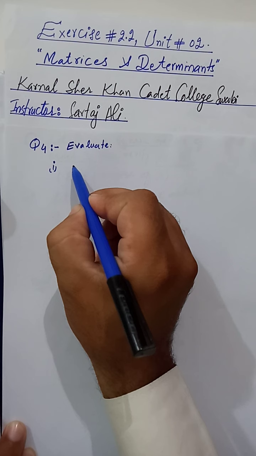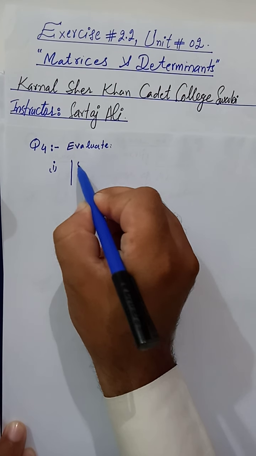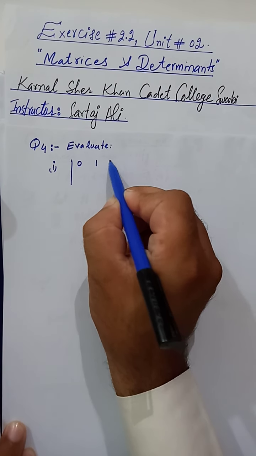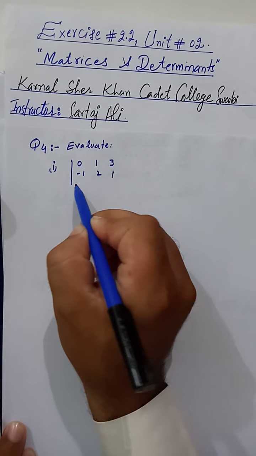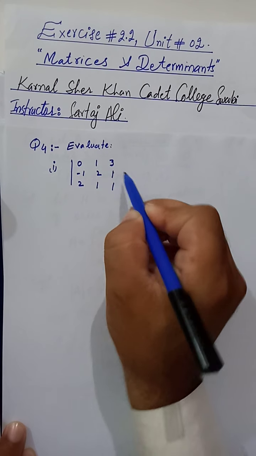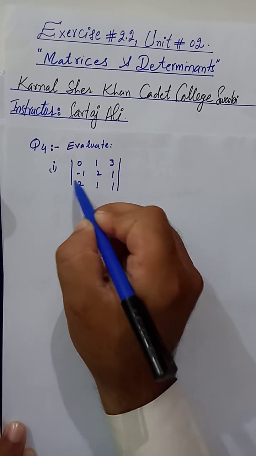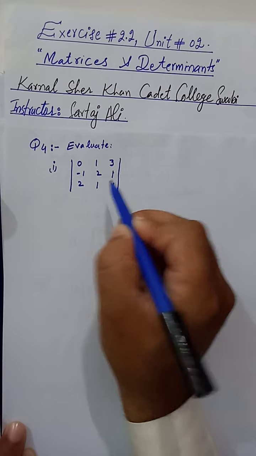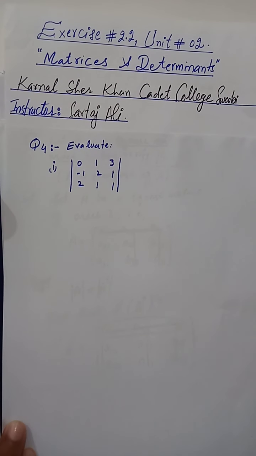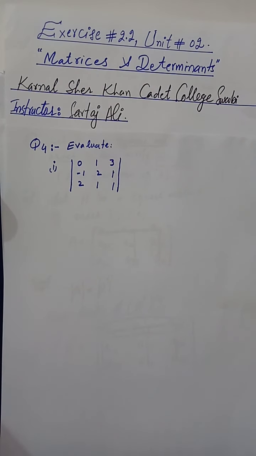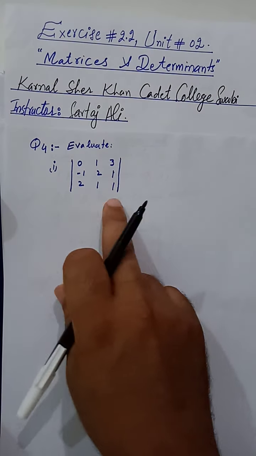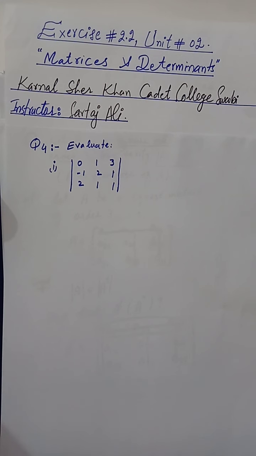Now part number 1 is 0 1 3, minus 1 2 1, 2 1 and 1. You see that the square matrix of order 3 by 3 is given in the bars, so it is the notation for the determinant. So you need to find out this determinant, you need to evaluate this determinant.